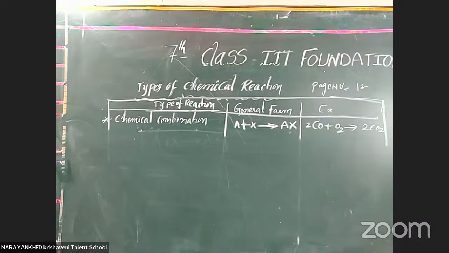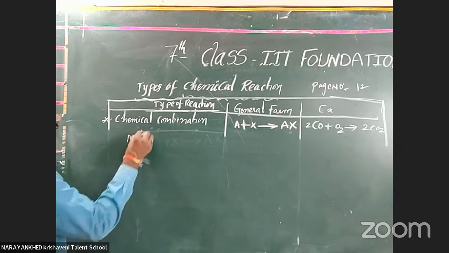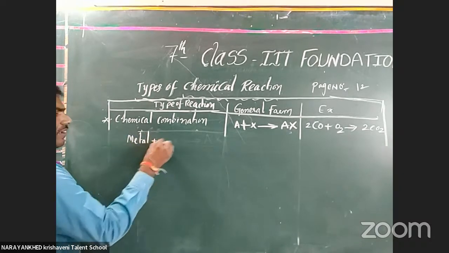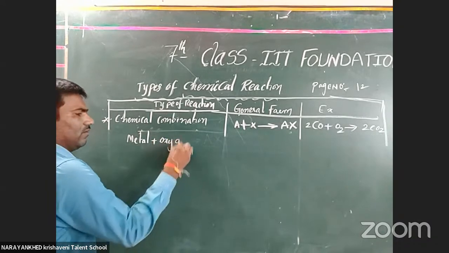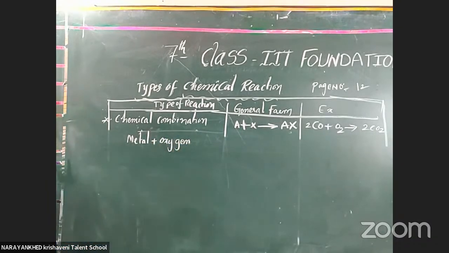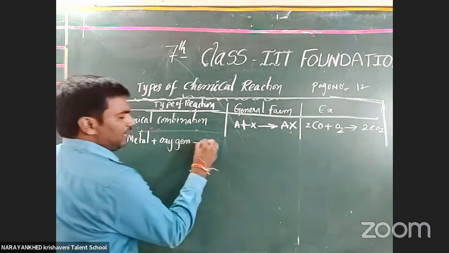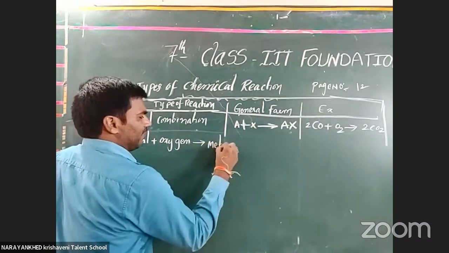And next, there is one more reaction also. It is also called a composition. Examples for compositions are given. Let us think about it here. This is somewhat a general form. When metals are combined with oxygen, clear or not, all the students? When metals are combined with oxygen, it will be formed as metal oxides.